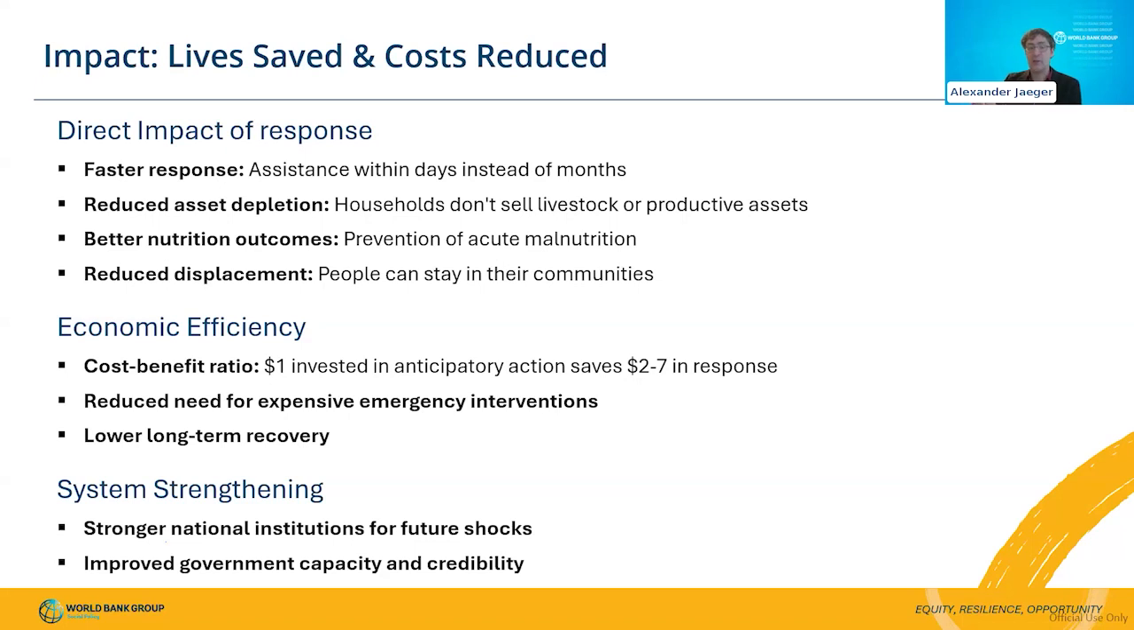All this needs to happen with a certain economic efficiency. We very much know that the sooner we react, the more we save, the longer the support takes, the more will be the expenses. So we want to reduce the need for expensive emergency interventions, and we want to lower the long-term recovery needs. And after all, of course, this is all about strengthening the systems. We want to make sure that the national institutions are ready for shocks, and we want to have improved government capacities and, of course, credibility as well.